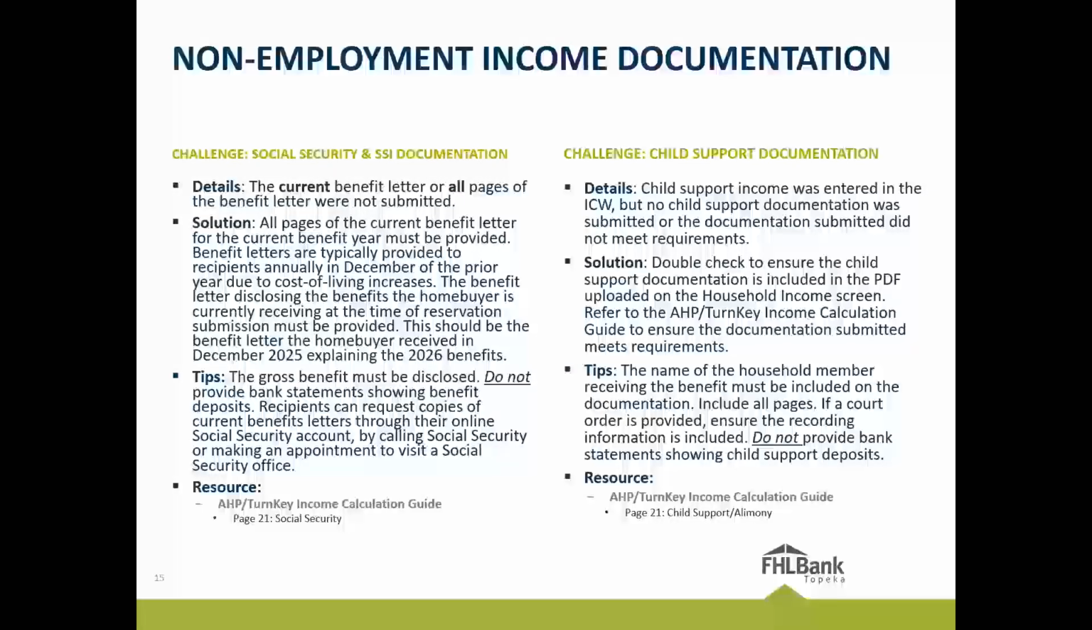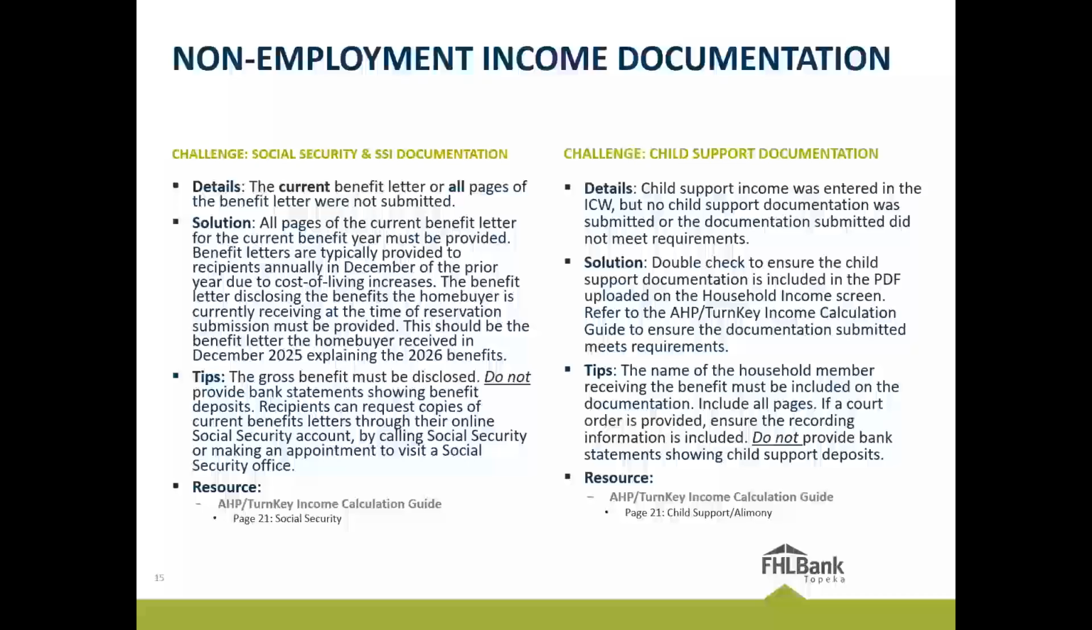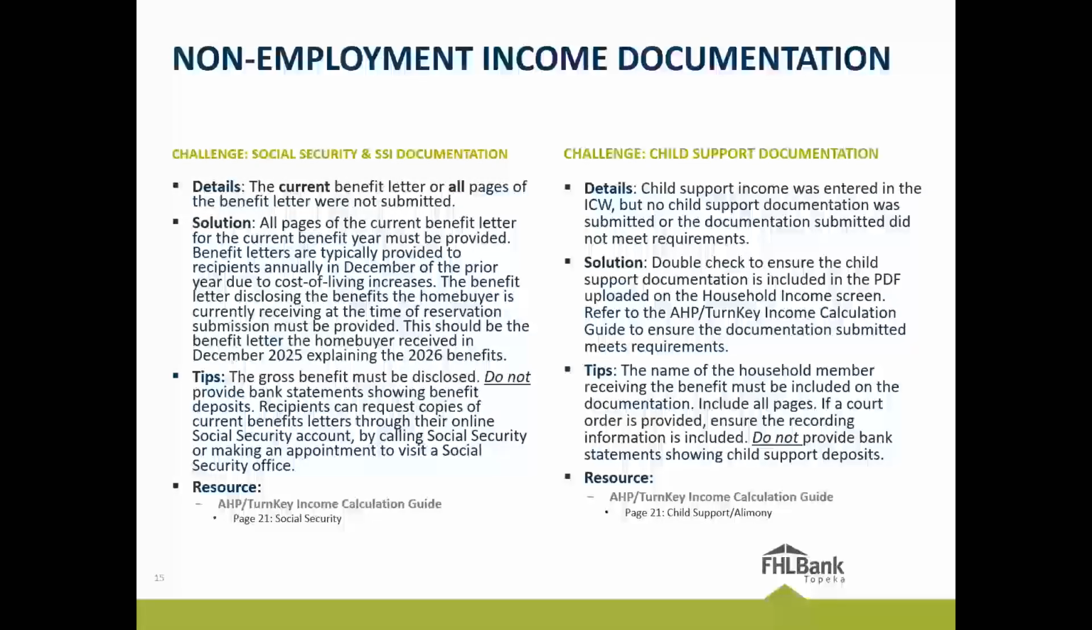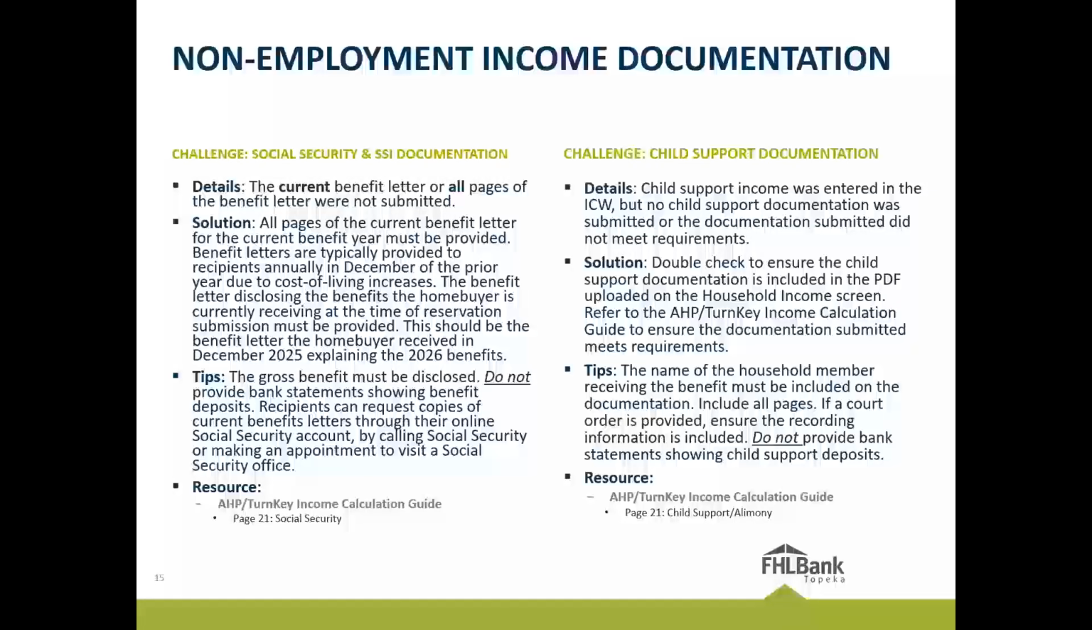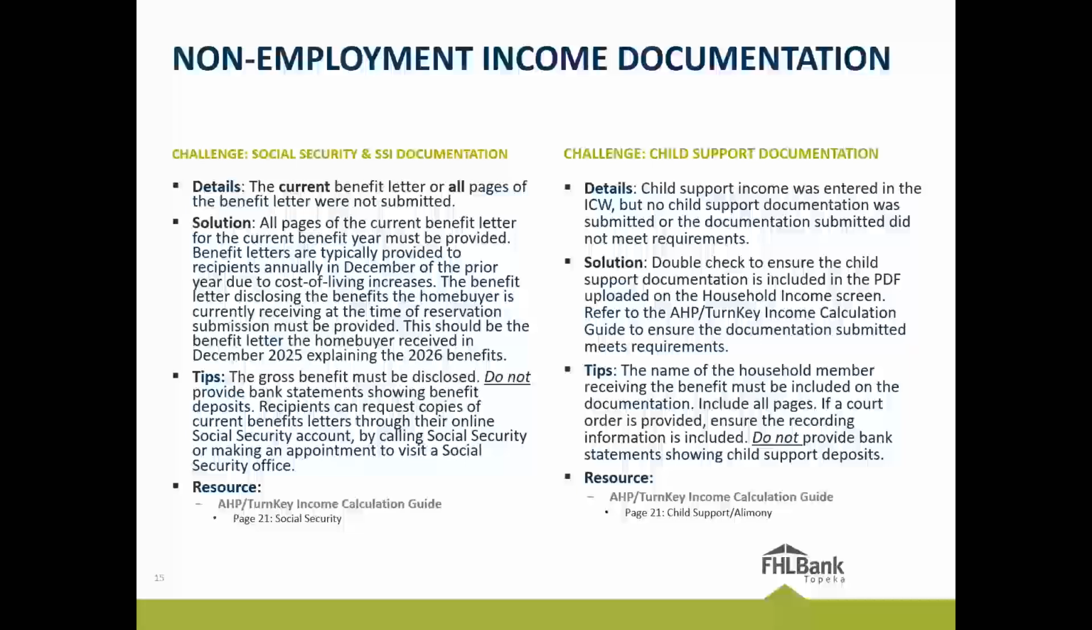For child support or alimony, either the most recent signed and executed court order or a statement from the state agency is required. If the household is not receiving the income regularly, then you can provide the most recent previous 6 months history. Again, do not provide bank statements showing the child support or alimony deposits.